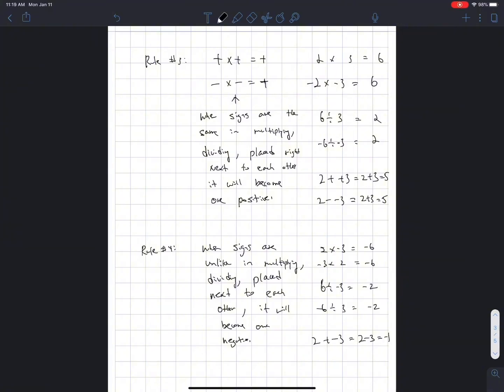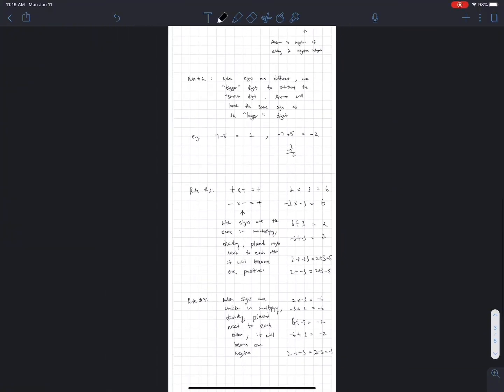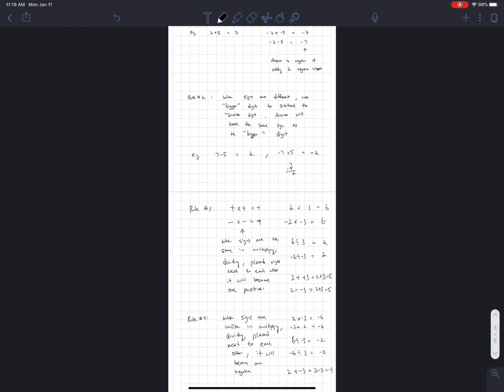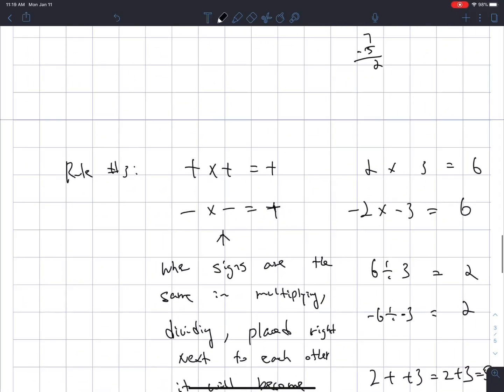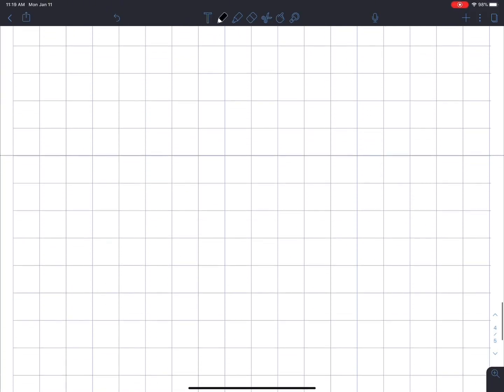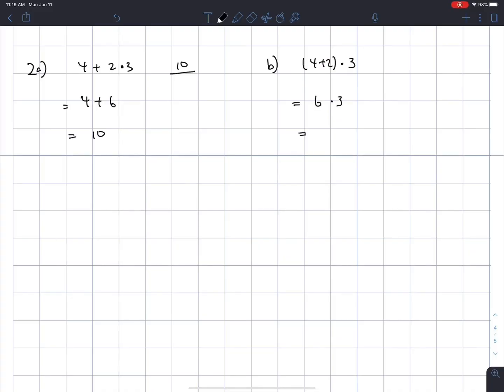Okay, so 4 rules that you really need to know, and you're supposed to have learned this in Math 7 already. Okay, so now we can move on to question 2. 2a, 4 plus 2 times 3. This dot means times. This dot right here. So 2 times 3 is 6, and 4 plus 6 is 10. B, 4 plus 2 times 3. 4 plus 2 is 6. 6 times 3 is 18.